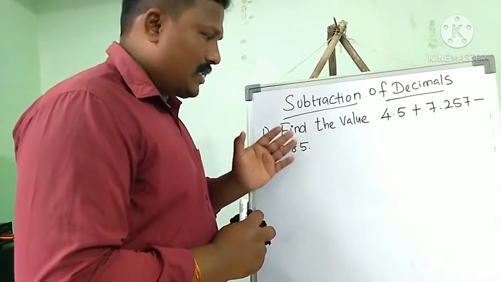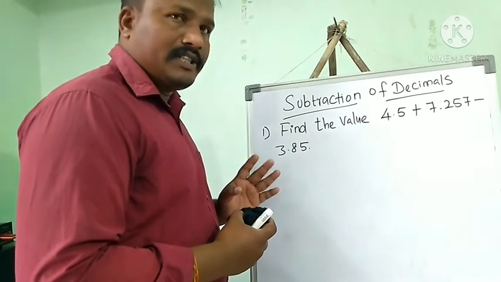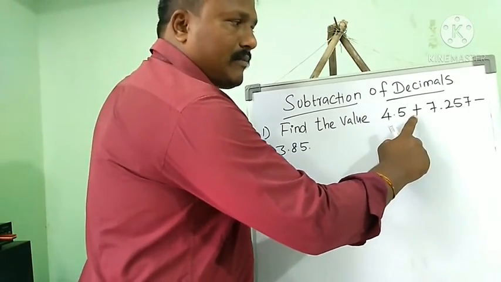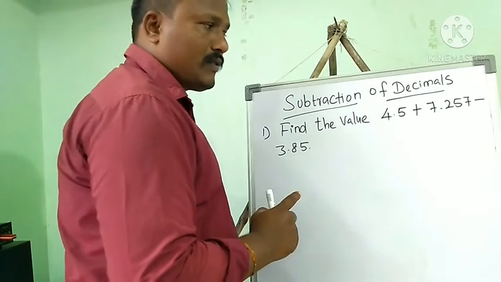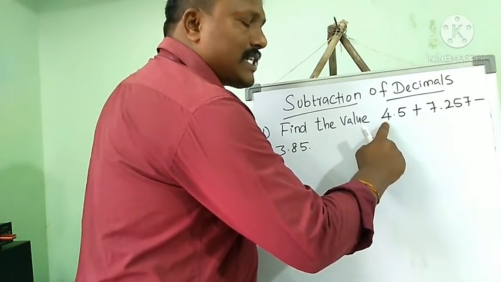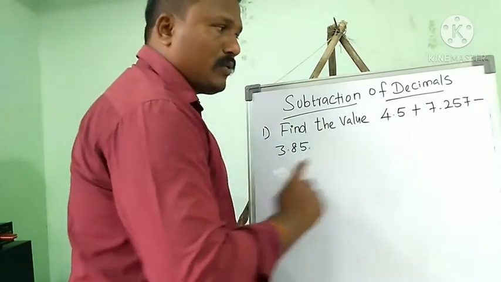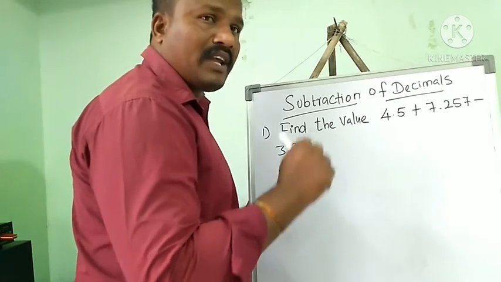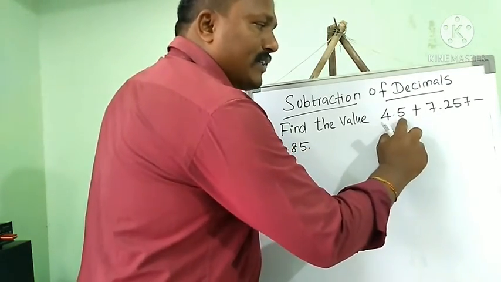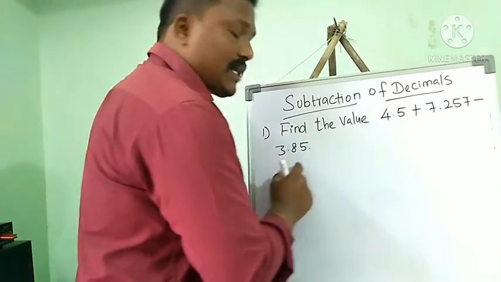Okay students, see this kind of sum, how to find the solution. So here there are both operations, addition and subtraction. For that, first you have to look at the decimal place values: here 1, here 3, here 2. So you can easily say it's an unlike decimal number. So first we have to do addition, 4.5 plus 7.257. First we have to add, then after that subtract.